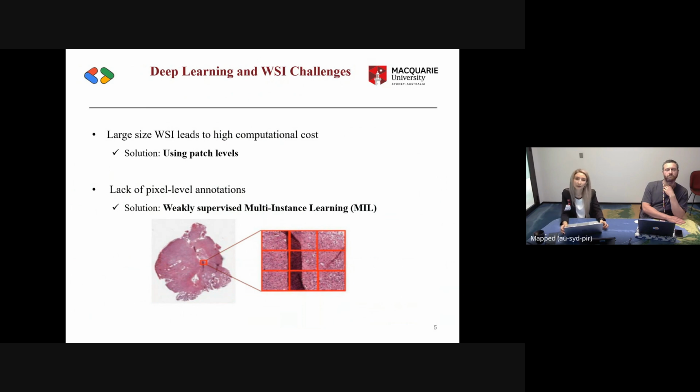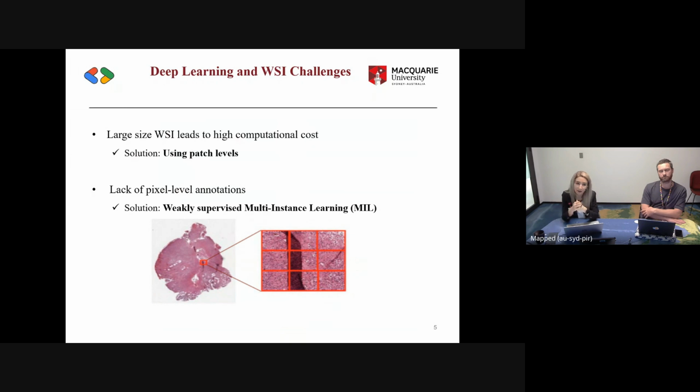In terms of deep learning models, they could achieve high performance in whole slide image analysis, but still they have many challenges. For example, these whole slide images have gigantic sizes, so we cannot just feed one huge whole slide image to the deep learning model. In terms of computational cost, it's really high. So there are some methods, we call them patching. We do the patching all over the tissue area.